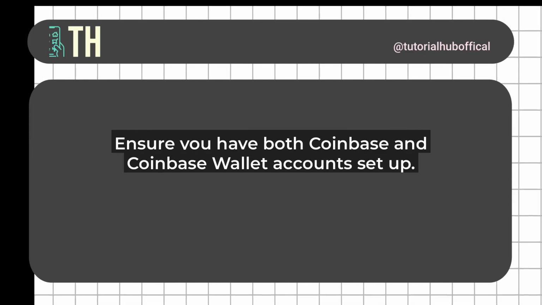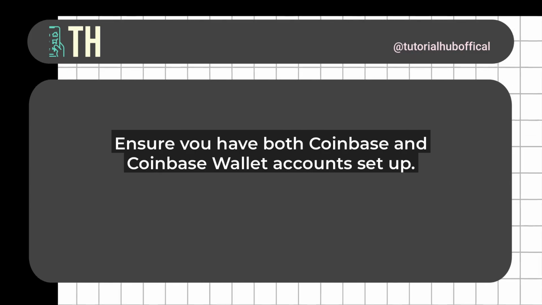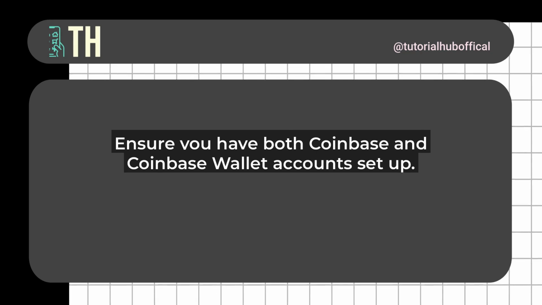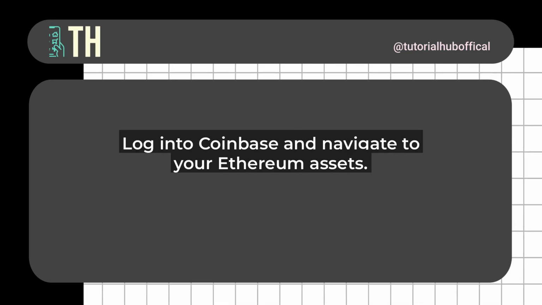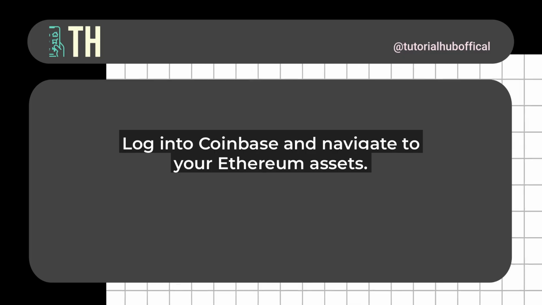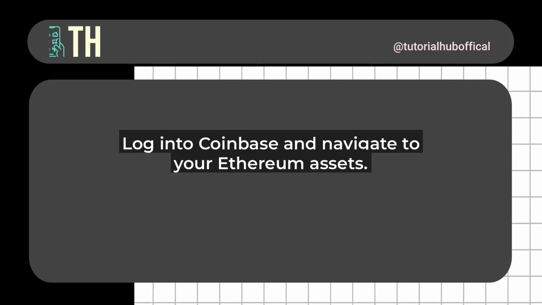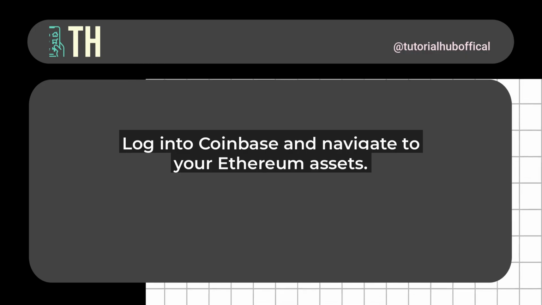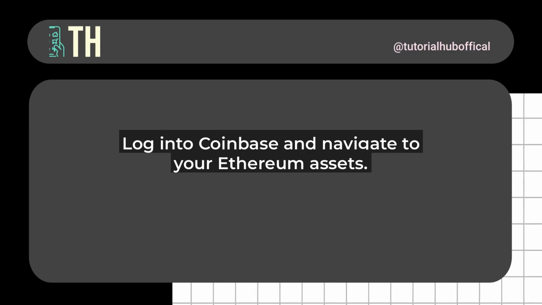First things first, make sure you have both a Coinbase account and a Coinbase wallet set up. If you don't, head over to the Coinbase app or website and create them. It's quick and free. Once you're logged into your Coinbase account, navigate to the Assets or Portfolio section. Here, you'll see your Ethereum balance. Click on Ethereum to select it. This is where the magic begins.